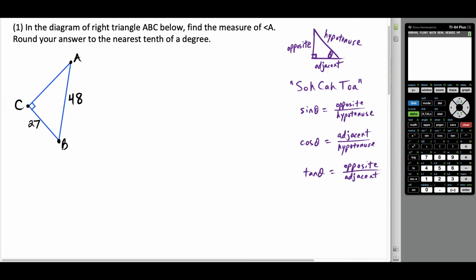What's up? I'm Vin, and today I want to show how to use trig to find the missing angle of a right triangle. So we have triangle ABC here, and the goal is to find the measure of angle A, which is this angle over here.